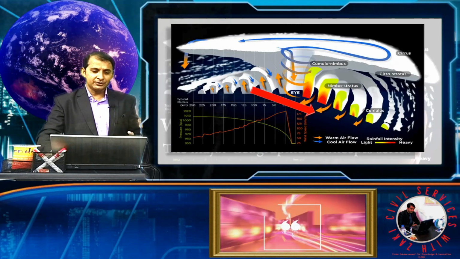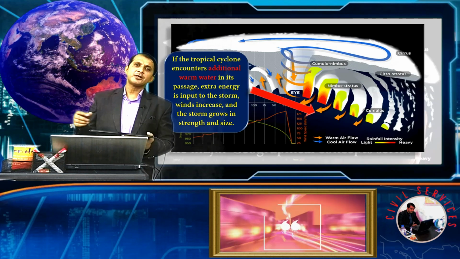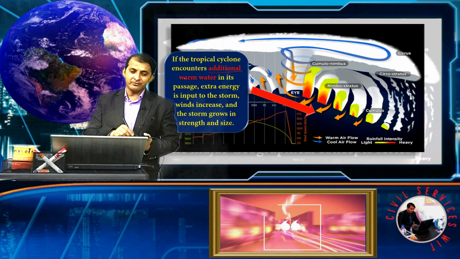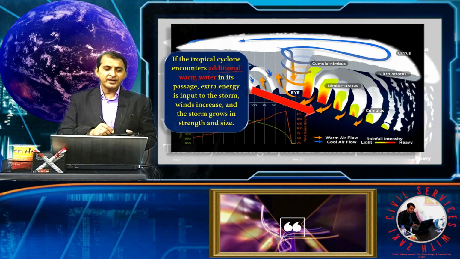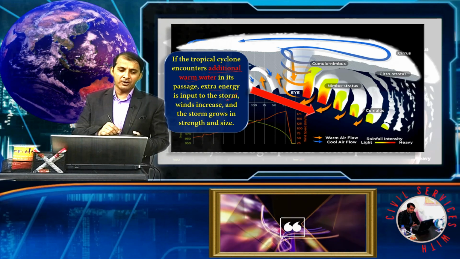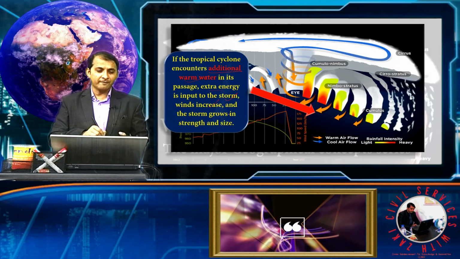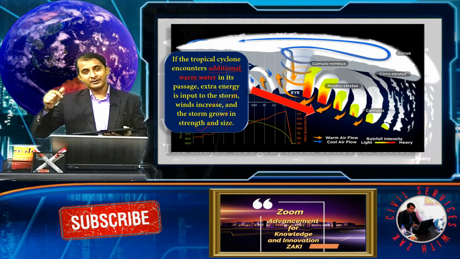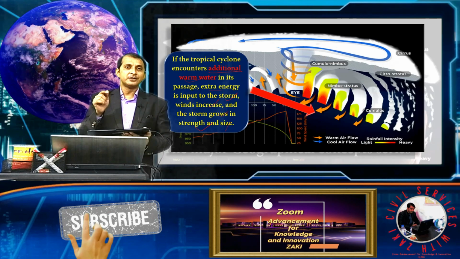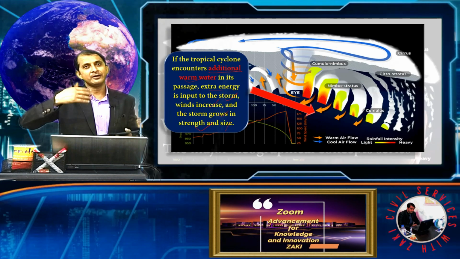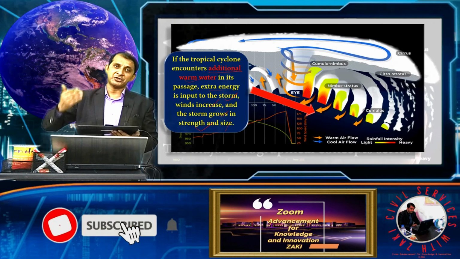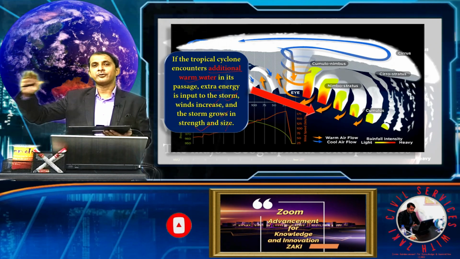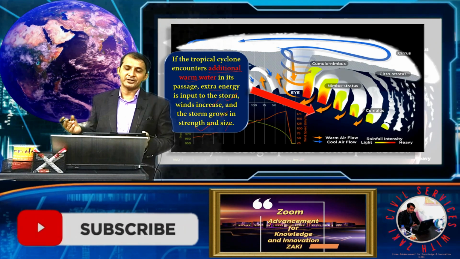Another thing you need is more warm water. If the tropical cyclone encounters additional warm water in its passage, extra energy is input to the storm, and the wind increases and the storm grows in strength and size. So if warm water is included in the storm, it can grow in strength or size. It means strength also grows, and size also grows to a great extent.